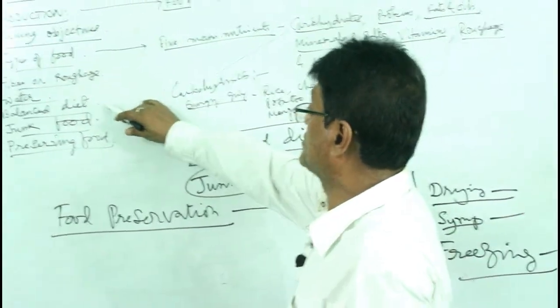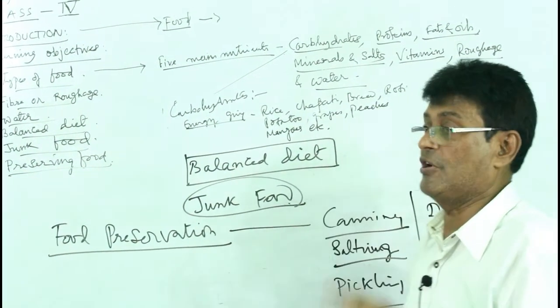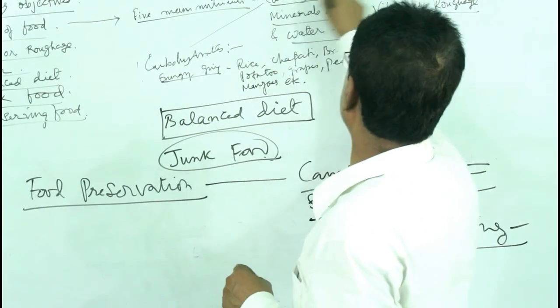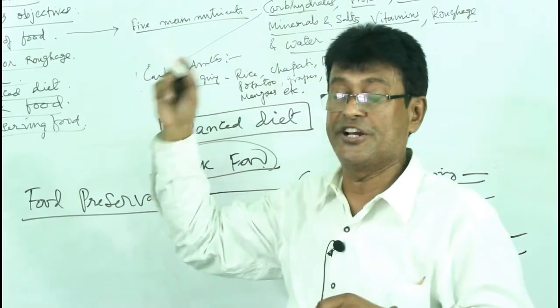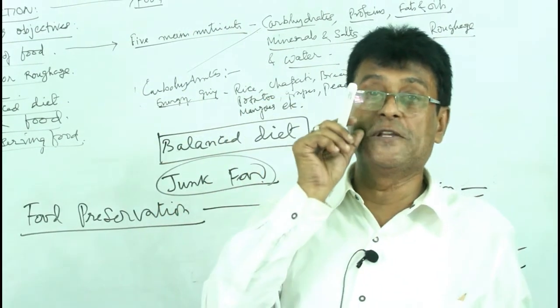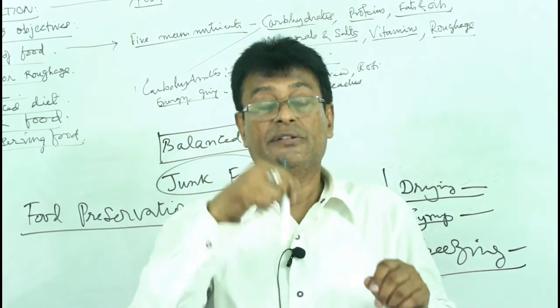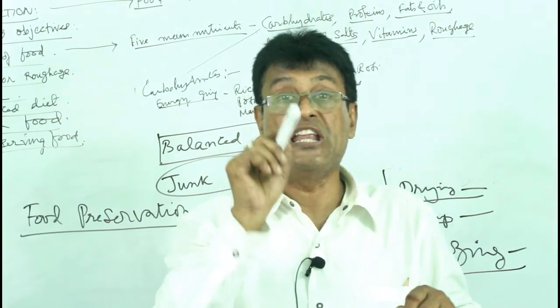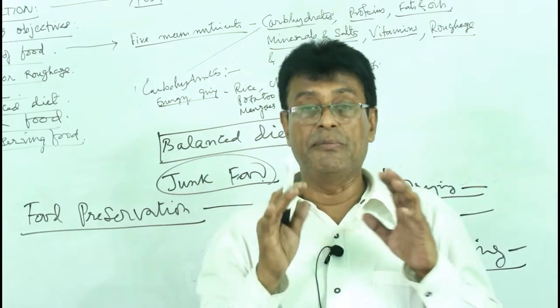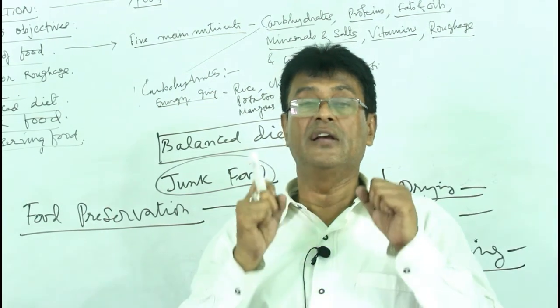Alright, then the balanced diet. Balanced diet is very much required. What is a balanced diet? A balanced diet is a diet where all the required nutrients, that is carbohydrates, proteins, fats and oils, minerals, vitamins, water and roughage are maintained and taken in a proper and adequate manner. That is the balanced diet. And balanced diet makes you immune and very, very healthy.